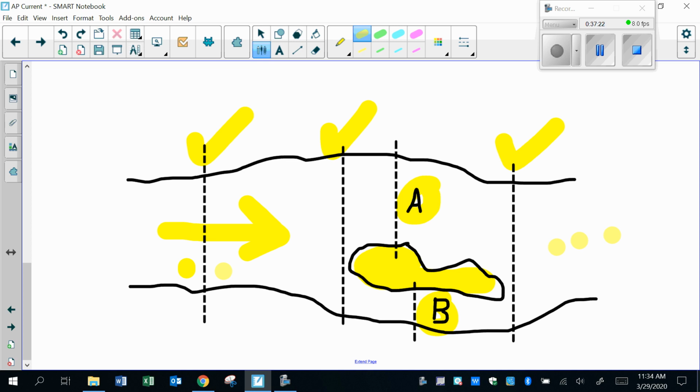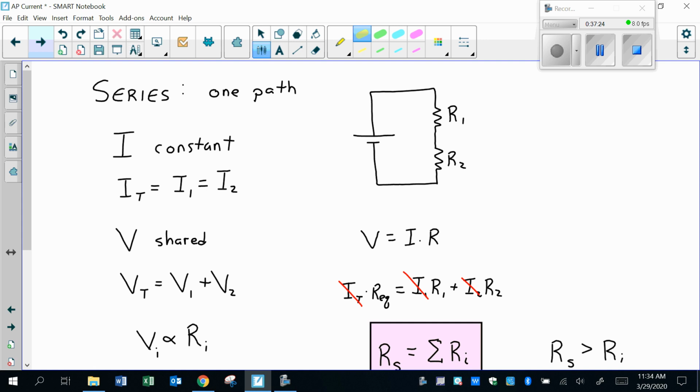That's the way I always like to look at current, and it's real common to look at it in terms of water flow, just because we have rivers and gravity, and it always helps. So I believe we're on question number 10, looking at series versus parallel. We know what series is. Series means it has one single path, so my picture right here shows what a series would look like. I have to have the same flow rate everywhere.